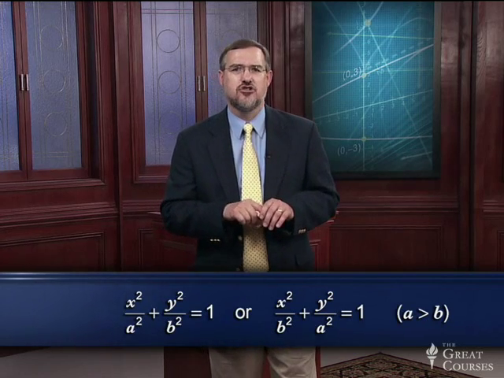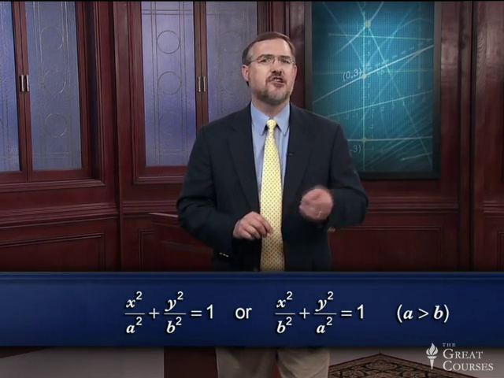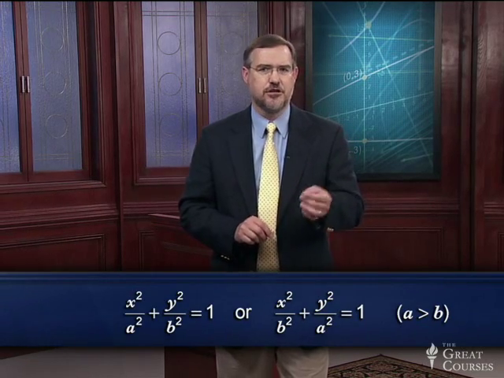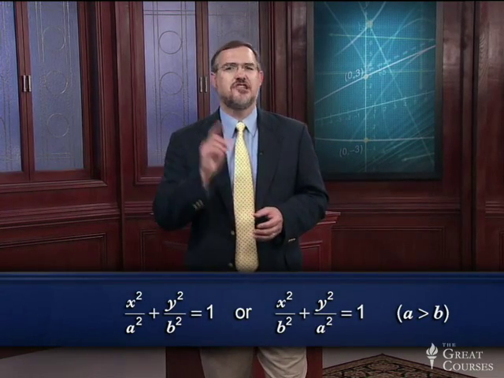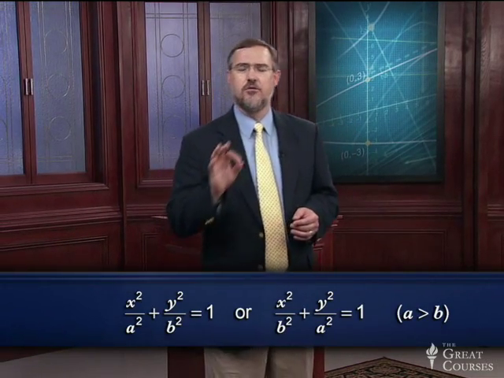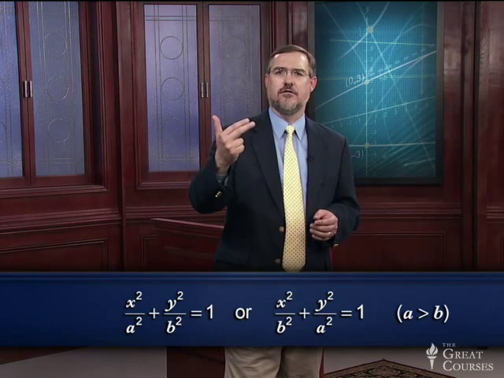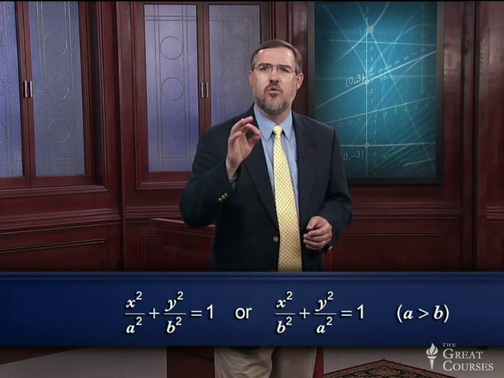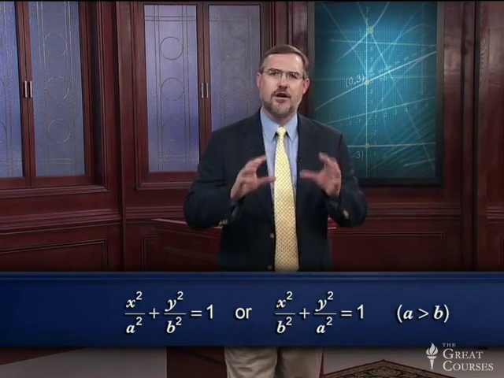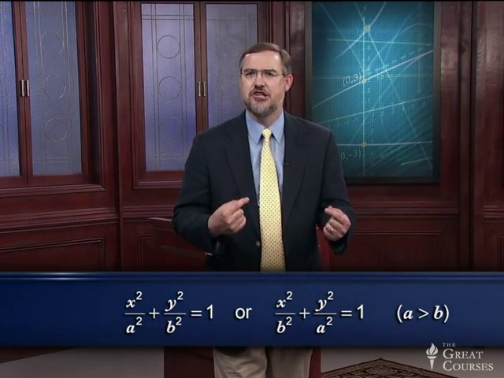In the first equation, the denominator under the x squared is larger, because that's where I put the a squared. I put it under the x squared. In the second equation, the denominator under the y squared is larger, because I put the a squared under the y squared. When you're looking at the equation of an ellipse, you want to check to make sure you can see which of the two denominators is larger.